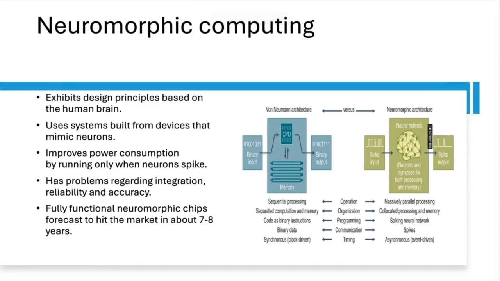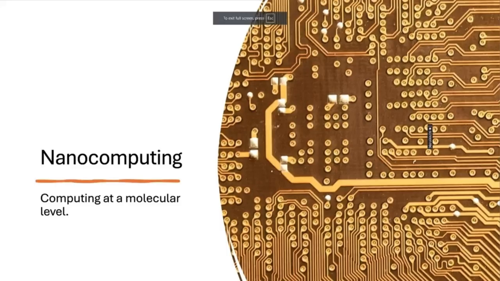Neuromorphic computing works similarly to membrane computing, but instead of being modeled on membranes' usage in cells, it's modeled on the human brain and uses systems built from devices that are supposed to mimic neurons. The next area of computing this paper focuses on is nanocomputing, which consists of computing at a molecular level. The two main subtopics in this area are quantum dot cellular automata and nanomagnetic logic.